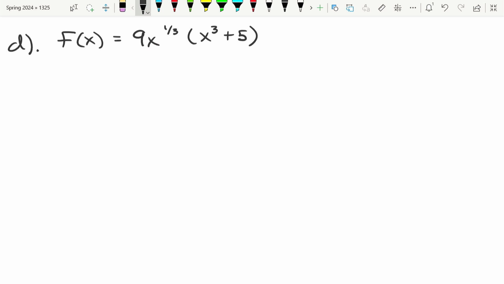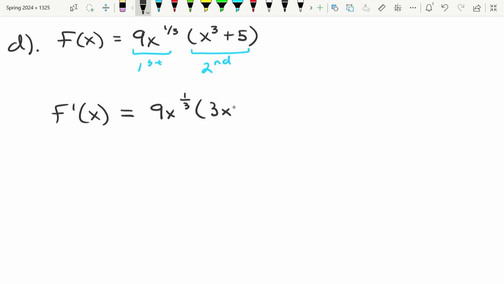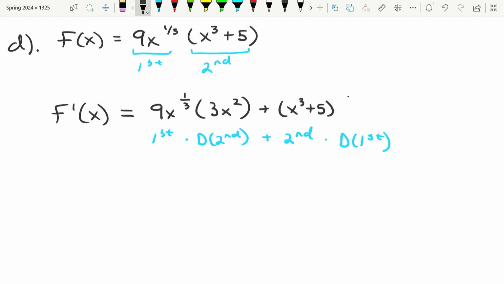Here we have 9x to the 1/3 power, and then parentheses, x to the third plus 5. So we break it down again into the first and the second parts of the factors. So we start off with f prime of x. We've got to do the first times the derivative of the second. So we'd have 9x to the 1/3, derivative of the second is 3x squared. So then we plus the second, which is x to the third plus 5, times the derivative of the first. And this is where things get interesting.